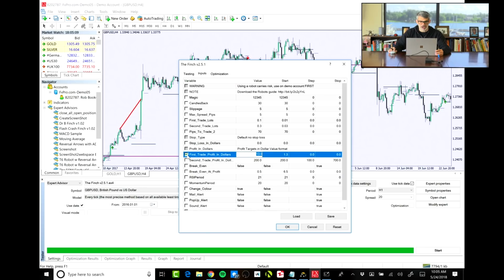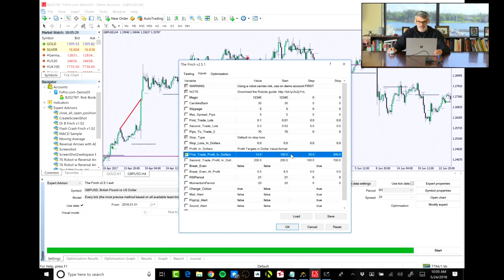So I check the box on the left of that setting. I then click on the Start button, and I'm going to start with a profit target of $100, and then I'm going to move up in $20 increments, and I'm going to backtest all the way up until a $300 profit on trade 1.